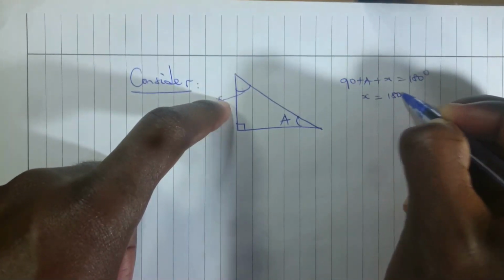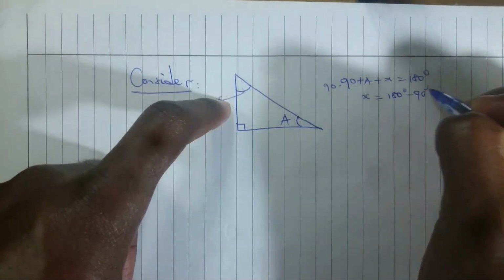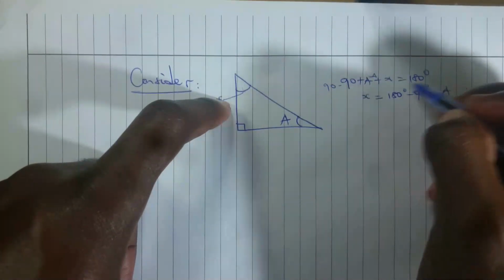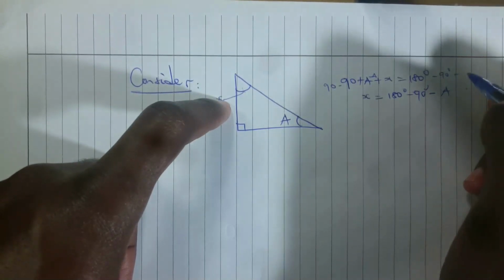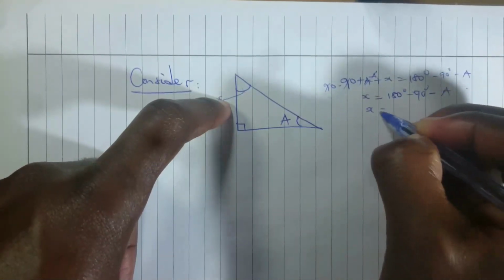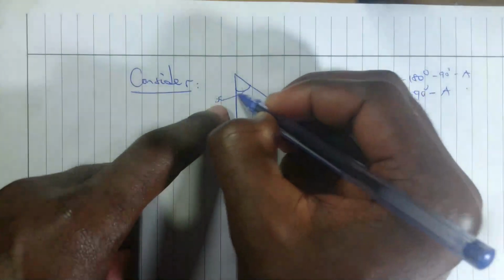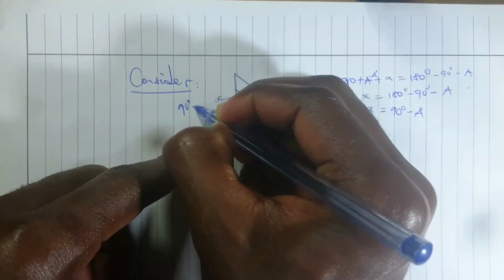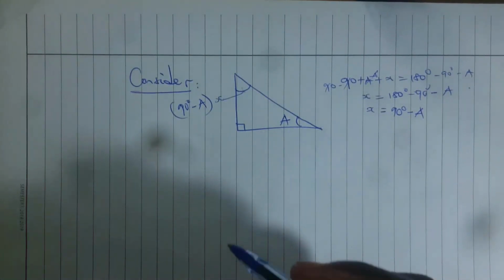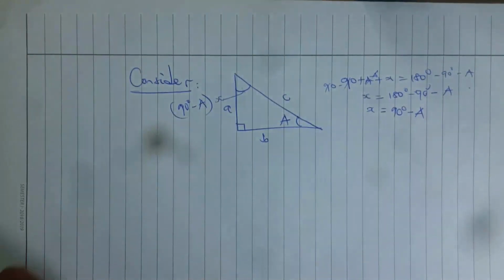That means we are going to take 90 to the other side by subtracting it, minus 90. Then we also remove a from there by subtracting on both sides as well. So that a cancels and 90 cancels, and we have x giving us 180 minus 90 is 90 degrees minus a. So that angle x is actually 90 degrees minus a. Now let's give this side a, this side b, this side c.